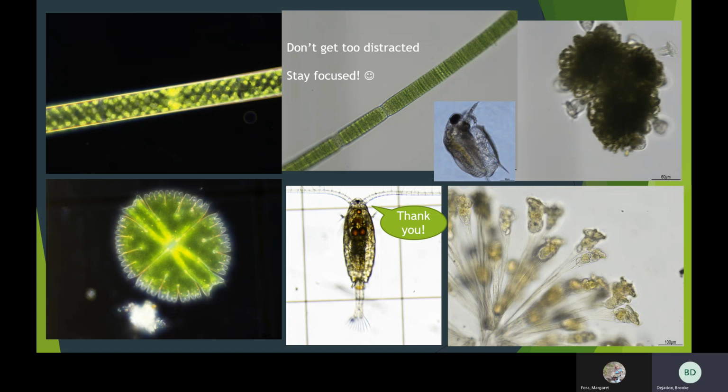My approach is a little bit different with Sedgewick-Rafter slides. I don't do column counting, and I don't do fixed column counting. I'll usually scan the whole Sedgewick-Rafter to see the diversity, and then I will count at least 3 rows. However many I count, I have to determine what the volume was.